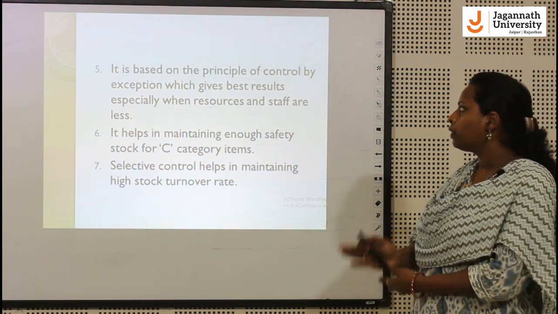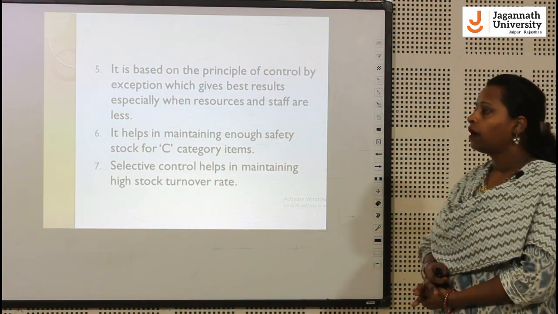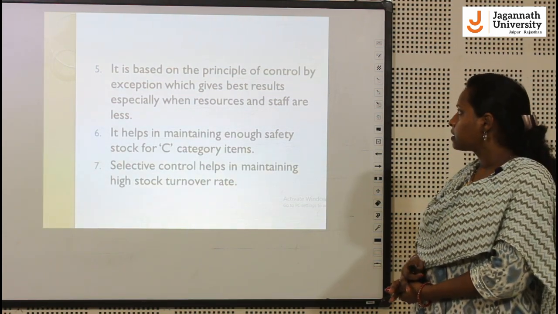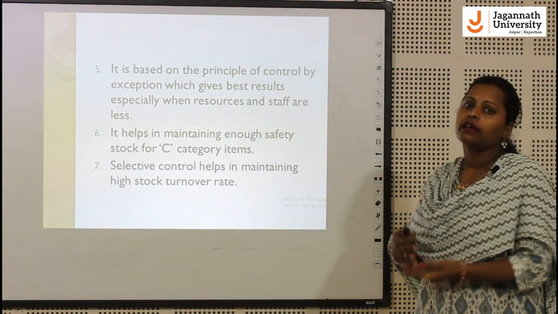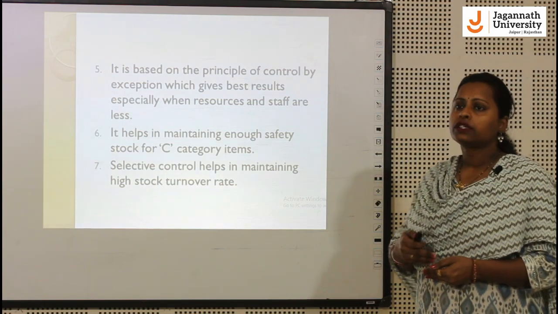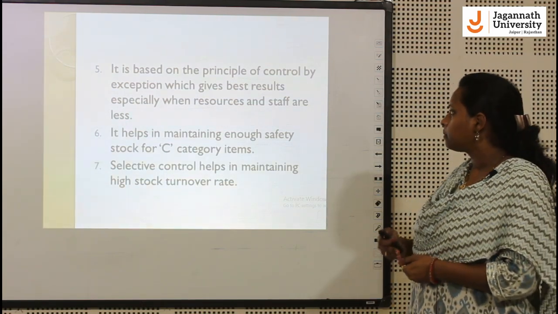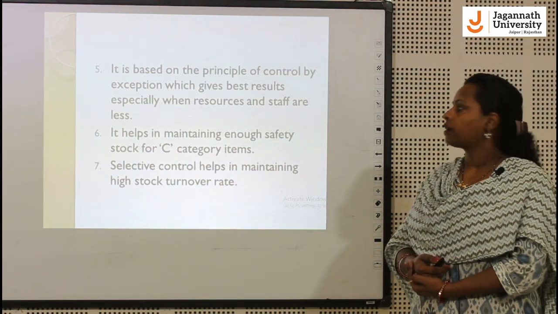There are a few more advantages. It is based on the principle of control by exception, which gives the best results, especially when resources and staff are less. It helps in maintaining enough safety stock for C category items. Selective control helps in maintaining high stock turnover.